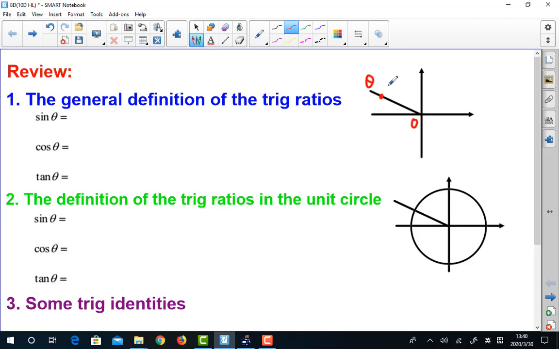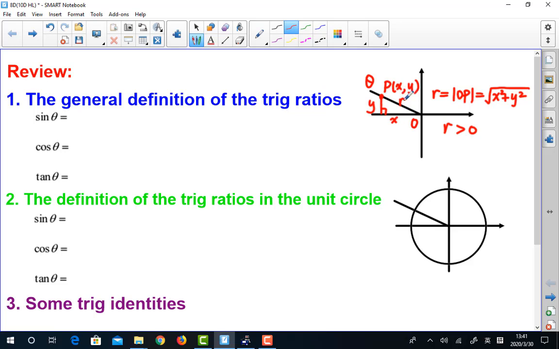On the terminal arm, we can select any point, and the coordinates of this point can be x and y. And r is the distance from this point P to the origin. Based on the Pythagoras theorem, this is x, this is y. We know x, y, and r can form a right triangle. So r equals the square root of x squared plus y squared. And then remember, r must be greater than 0, since r represents the distance from O to P.